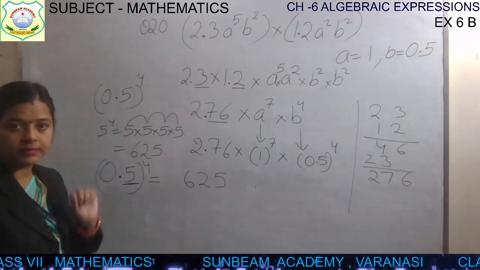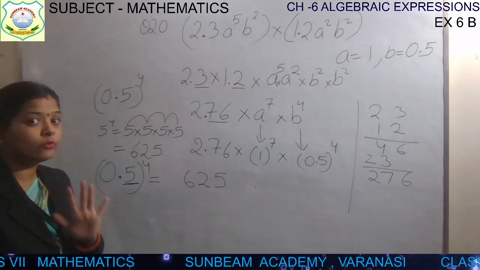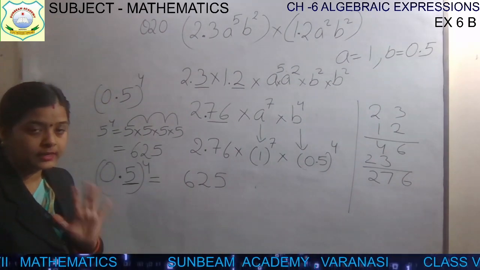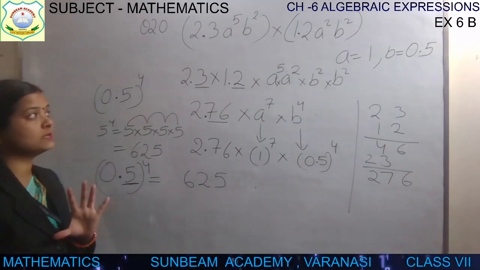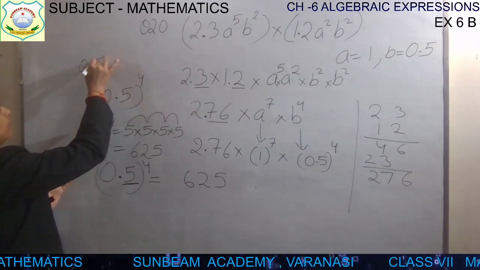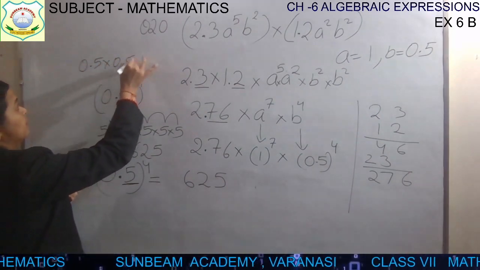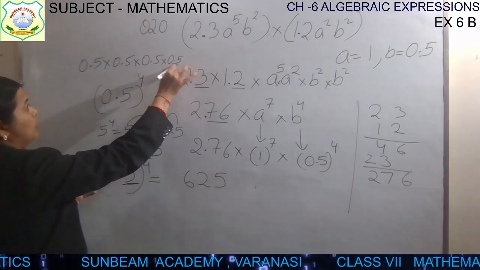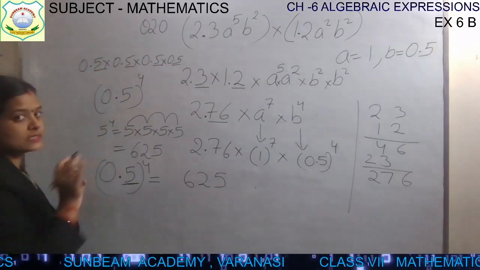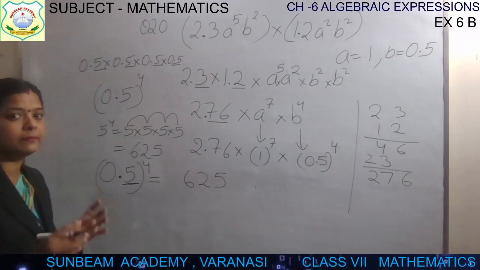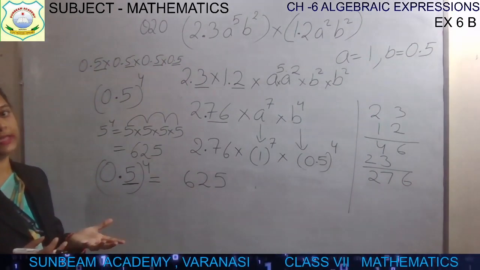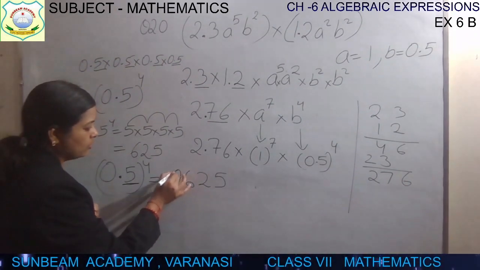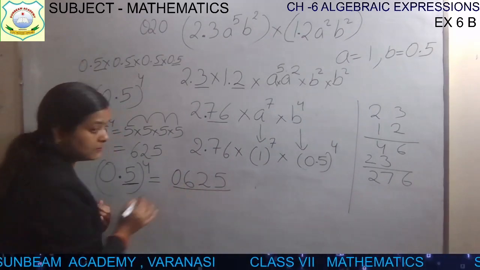4 times means we will get 4 decimal places, isn't it? In total we will get 4 decimal places. 0.5, 0.5, 0.5 and 0.5. Total 1, 2, 3 and 4 decimal places we will get when we multiply 0.5 4 times. So in the answer also you will have 4 decimal places.